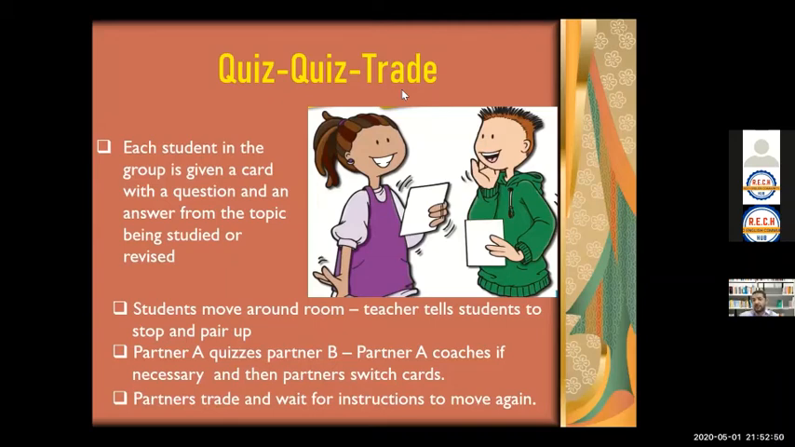A is finished. Then comes B. B has a word and a definition. He will ask student A the same kind of question, but with a different word. So student A quizzes student B, and student B quizzes student A. And quiz, trade. This is very important. What is trade? We switch the cards. Then I'm going to pair up with somebody else. But can you tell me why we switch the cards?